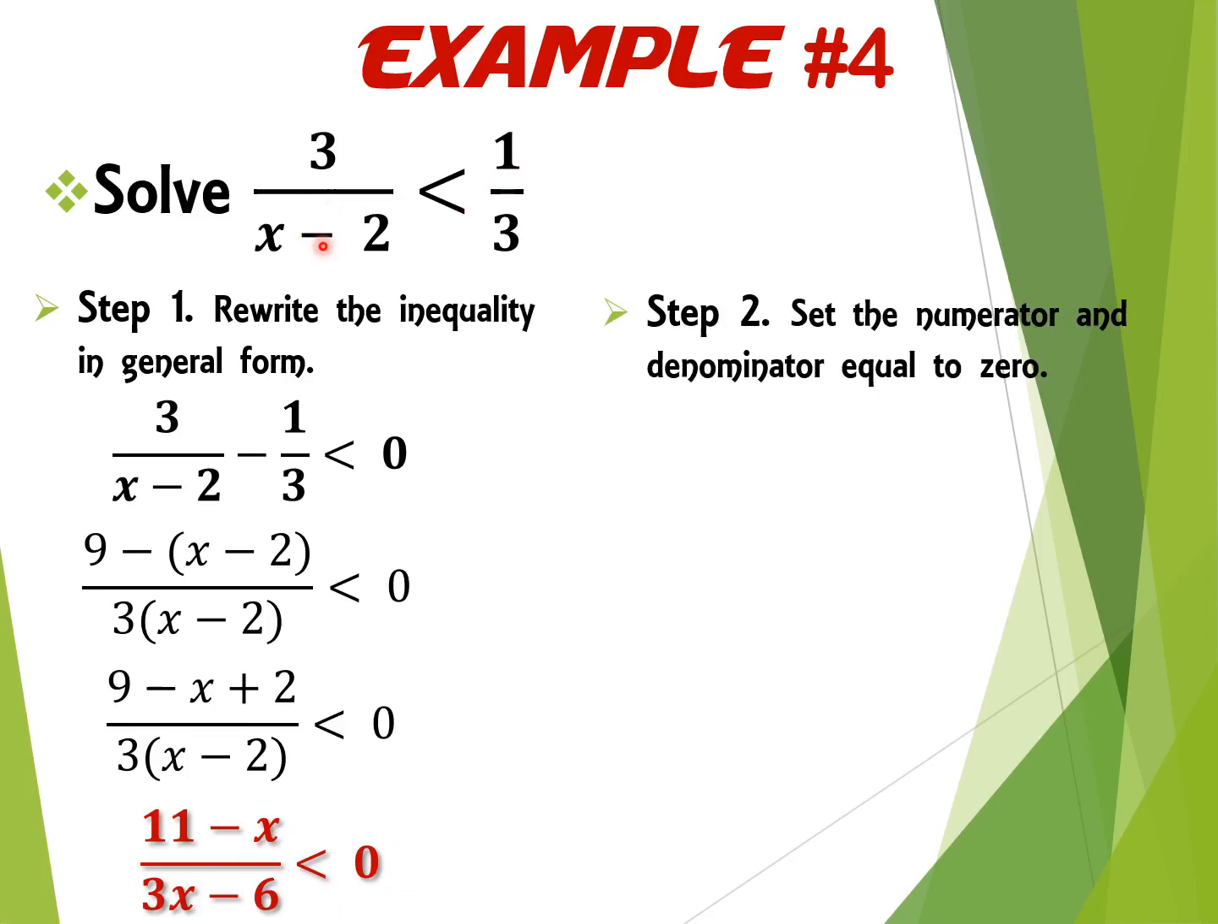For step 2, we're going to set the numerator and denominator to 0. So you will have here x is equal to 11, and here transpose negative 6, it will give you 6, dividing both sides by 3. So x is equal to 2. So 11 and 2 are the critical values, but we cannot have x is equal to 2. So this is not part of the solution.